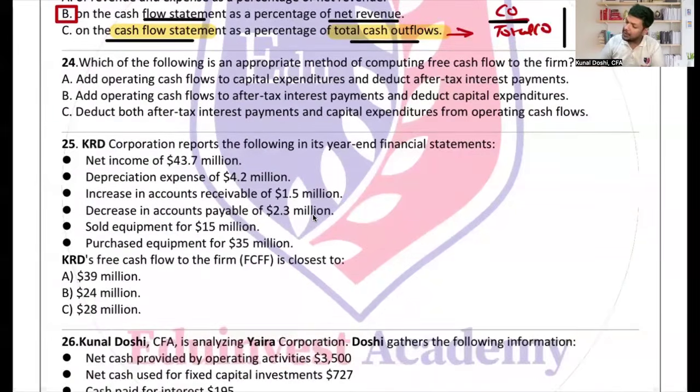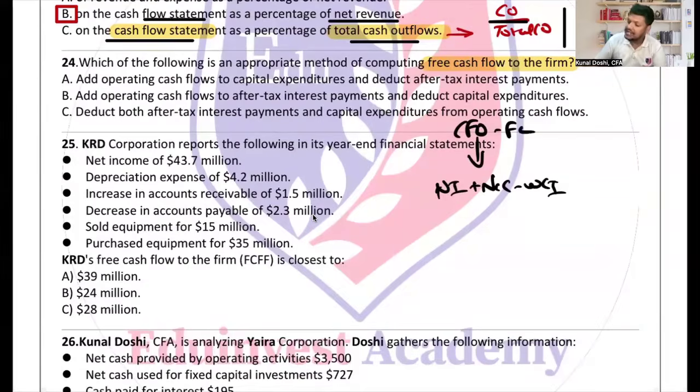Which of the following methods is appropriate for computing free cash flow? Now, guys, what is the free cash flow formula if you do it from the operating cash flow point of view? So it is CFO. I'll write down the formula. CFO itself has three things: net income plus non-cash items, that is depreciation, minus your working capital changes. So this is your CFO.